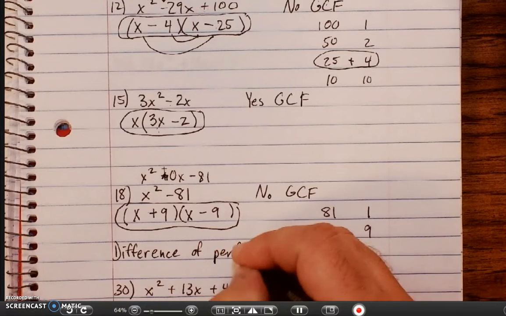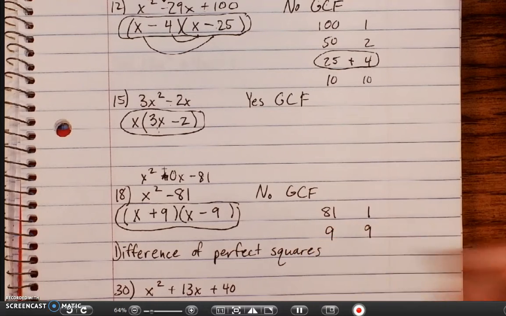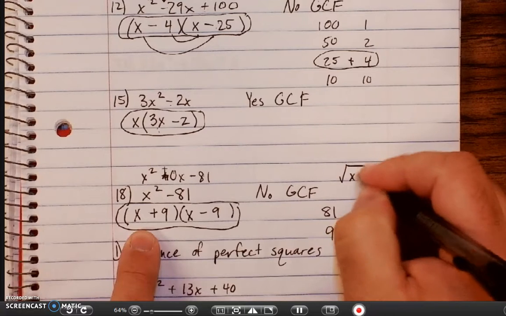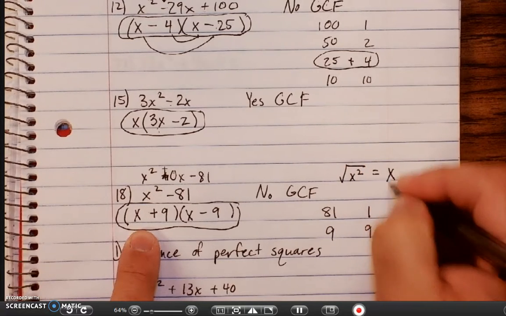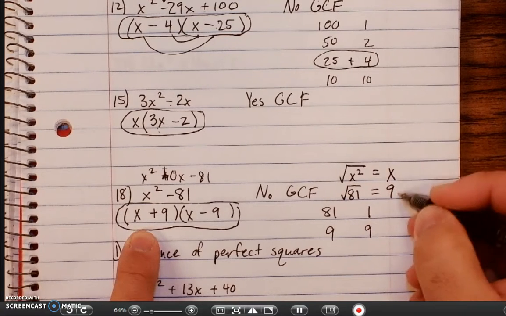Now, a difference of perfect squares is something that you can easily factor, right? Because what's the square root of x squared? X. What's the square root of 81? 9. Well, that's what the two parts are in each one of them.